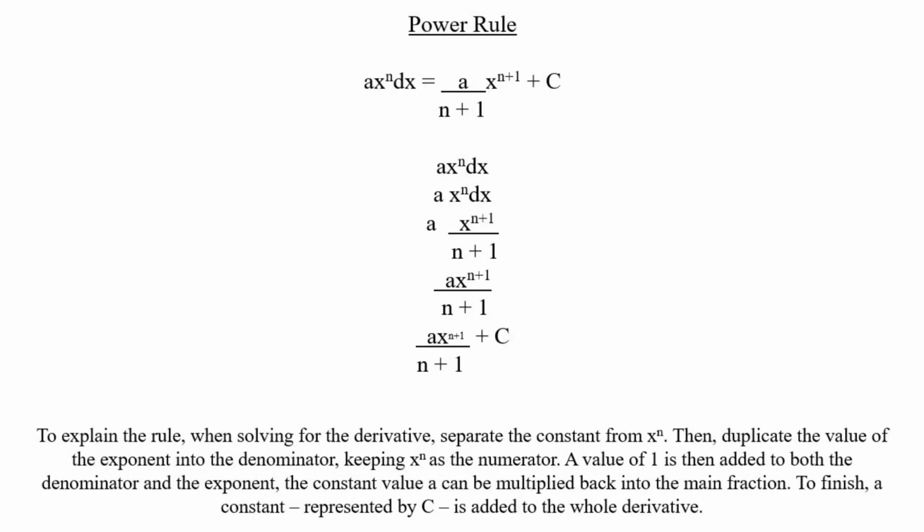To explain the rule, when solving for the derivative, separate the constant from x to the nth power. Then, duplicate the value of the exponent into the denominator, keeping x to the nth power as the numerator. A value of 1 is then added to both the denominator and the exponent. The constant value a can be multiplied back into the main fraction. To finish, a constant, represented by c, is added to the whole derivative.